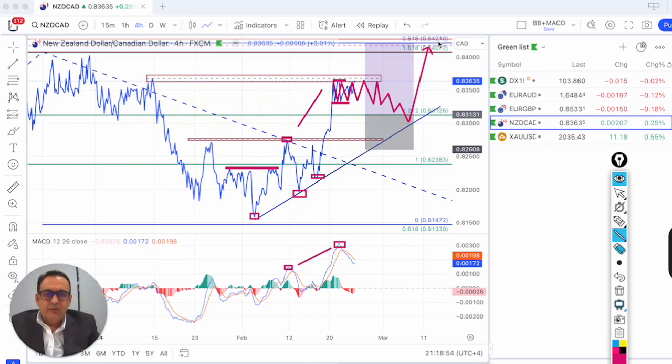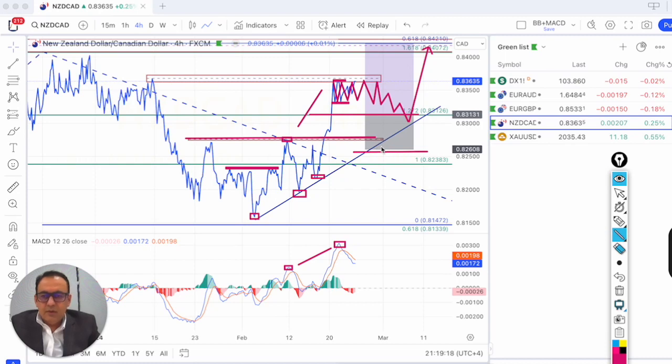0.8407 to 0.8421. So the plan is, if you get an opportunity, if you get the discount during the upcoming week, you should plan to buy somewhere around this area with the stop loss below the rising trend line. And this is also a high volume zone, and this is the previous resistance, which should now serve like support.